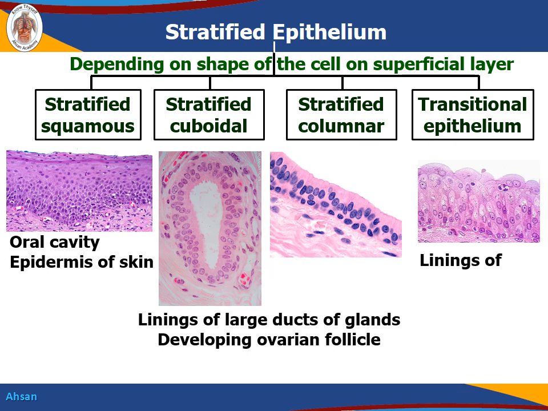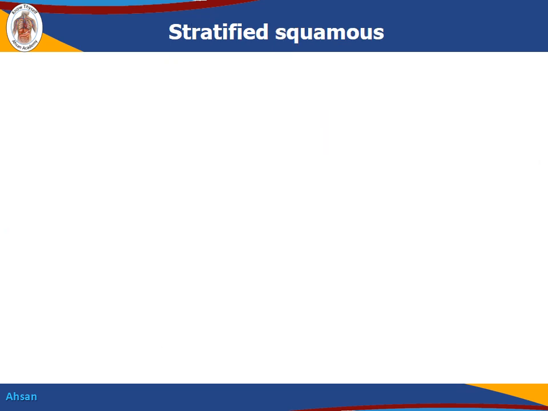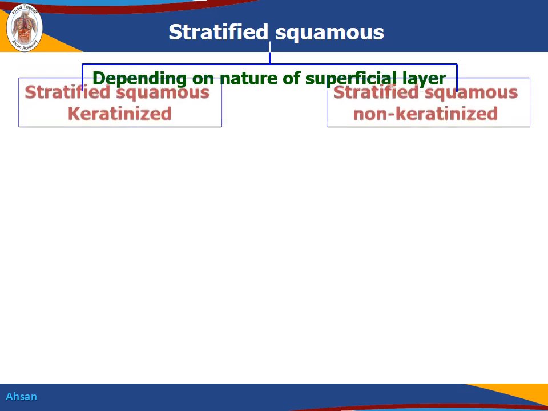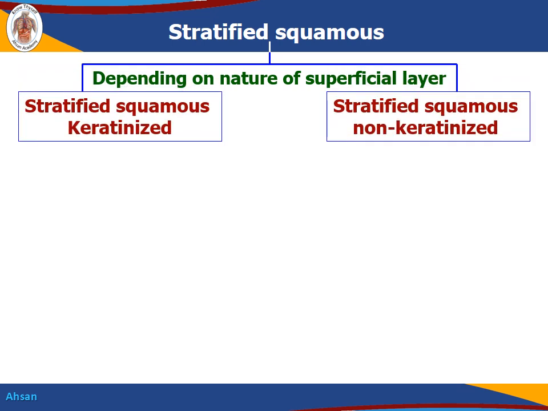The fourth type of epithelium is transitional epithelium. It is present only in the urinary tract. These two types of epithelium need special mention, so now let us discuss this. Stratified squamous epithelium may be of two types depending on the surface nature: stratified squamous keratinized and stratified squamous non-keratinized.